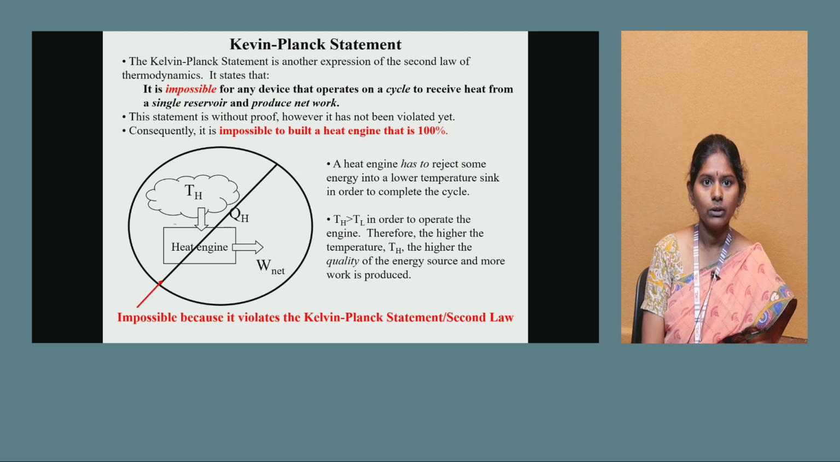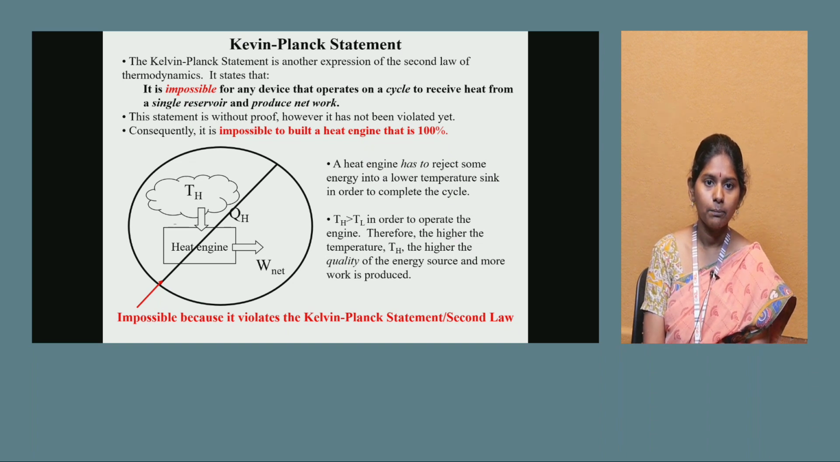Let's discuss what the Kelvin-Planck statement is. The Kelvin-Planck statement is another expression of the second law of thermodynamics. It states that it is impossible for any device that operates on a cycle to receive heat from a single reservoir and produce net work. This statement is without proof. However, it has not been violated yet.